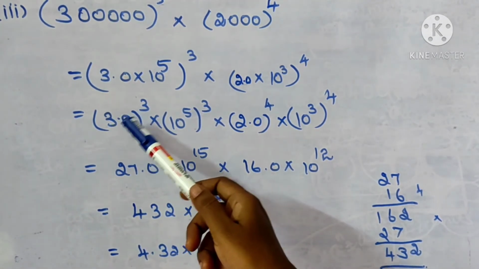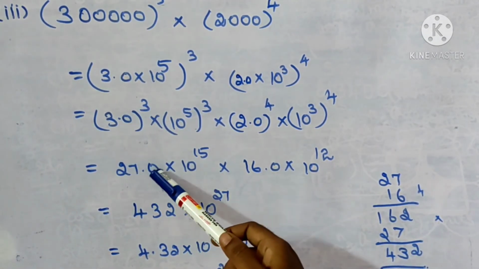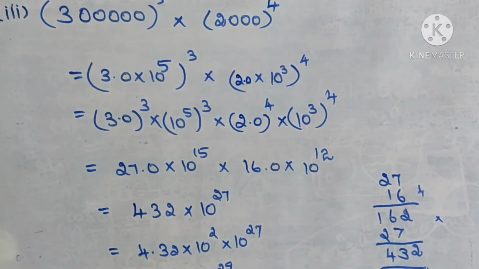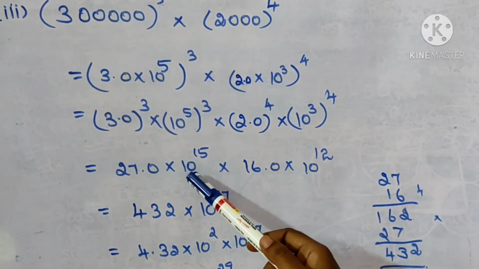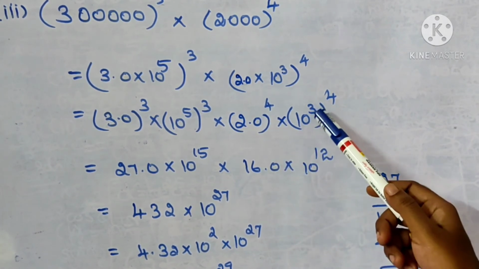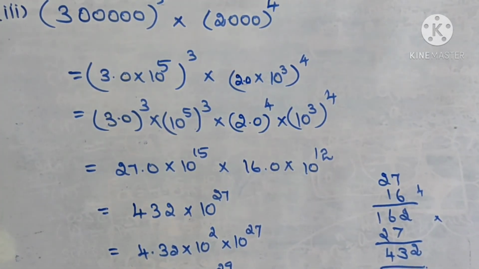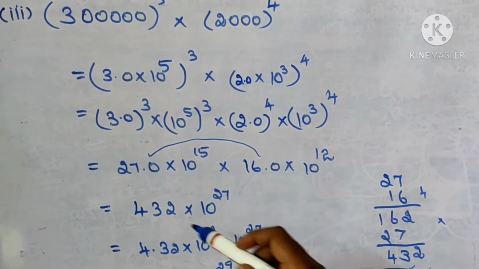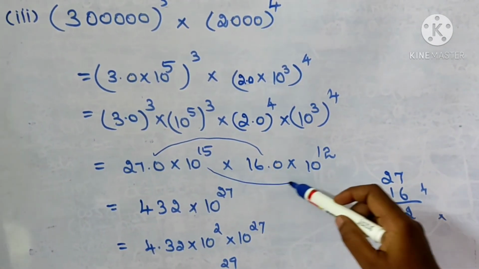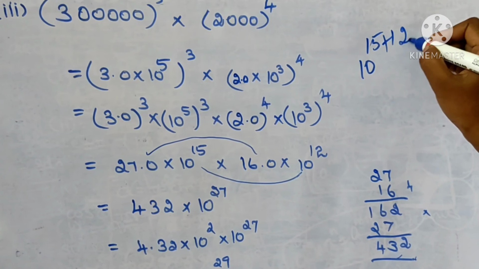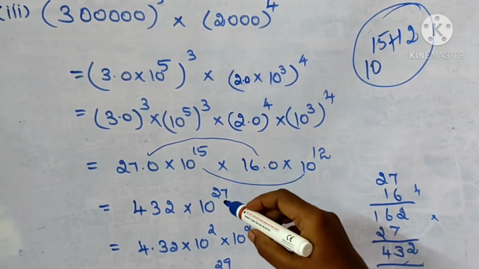Now we find out the 3 cube value. 3 cube is 27 and 10 power 5 the whole power 3, we find out the product of power using the radical law. So 10 power 15 into, here 2 power 4 is 16 and 10 cube the whole power 4 is 10 power 12. Now we find out the product of 27 and 16. 27 16s are, we get 432. So 432 into 10 power 15 into 10 power 12, we add the power 15 plus 12. So 15 plus 12 is 27.